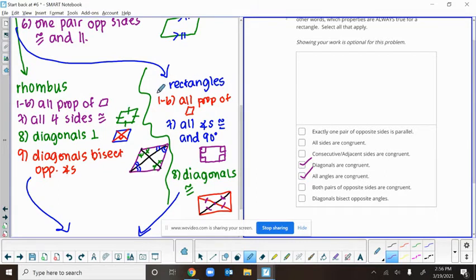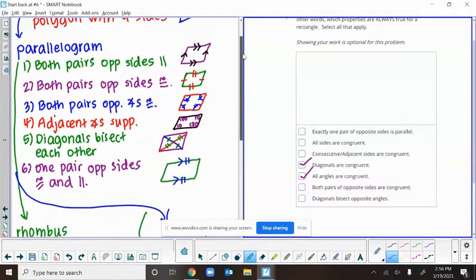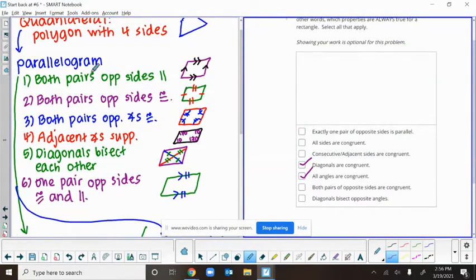rectangle. But then you also have to remember that these 1 through 6, in order for you to get down to rectangle, you had to also know that it was a parallelogram. So all of these 6 properties are also going to be true for a rectangle. So we're going to go back and see which ones of these are actually parallelogram properties.